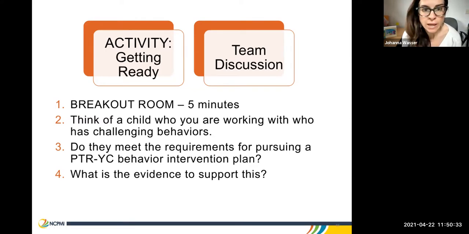So from this point on, when we do some breakout room groups, you can talk about specific kids. You can talk about Jackson, the case study that we have, or you could talk about the processes around PTR-YC too. So it's really just a learning opportunity to brainstorm together.